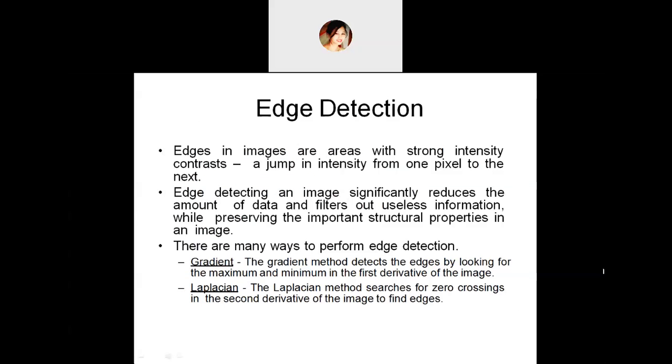Then we come across another very important topic, which is edge detection. So edge detection is what? It is nothing but detection of edges or boundaries in an image, right? So in simplest terms, you can say it as that. Edge detection is also a very important part of image segmentation, because it talks about areas with strong intensity contrast. That is a jump in intensity from one pixel to the next.